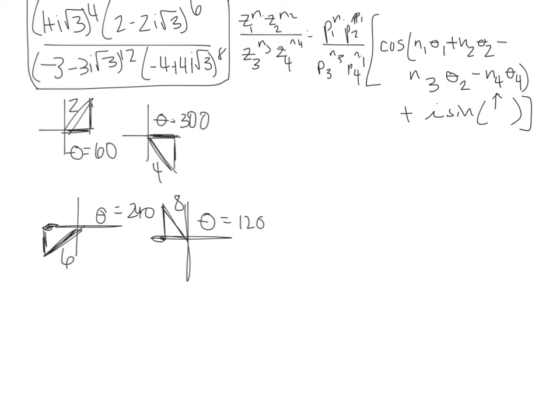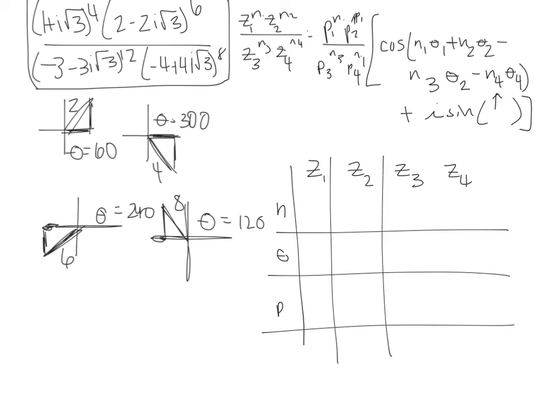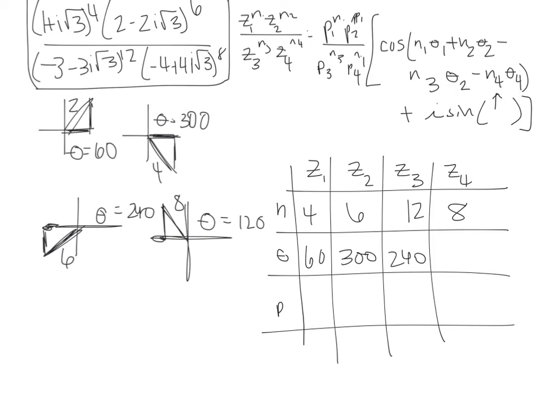So we can put this into a nice little chart. We'll go Z1, Z2, Z3, Z4, then n, theta, and rho, the actual rows this time. The n is just the power, so that'll be 4, 6, 12, 8, then the angles 60, 300, 240, 120, and then the row will be a 2, 4, 6, and an 8.